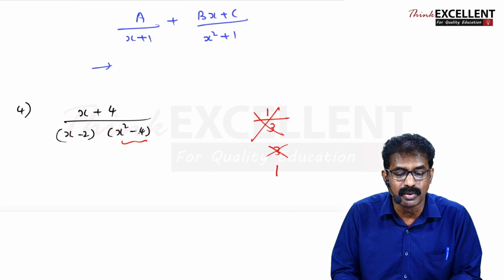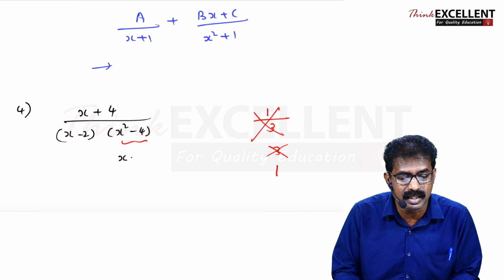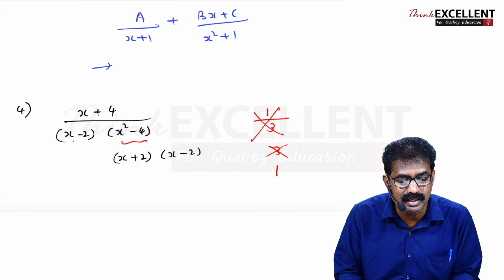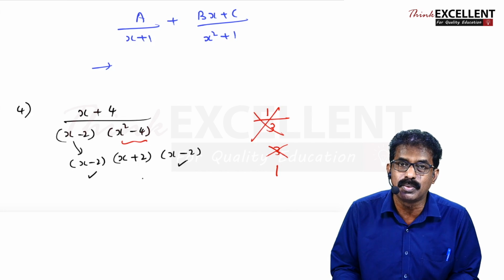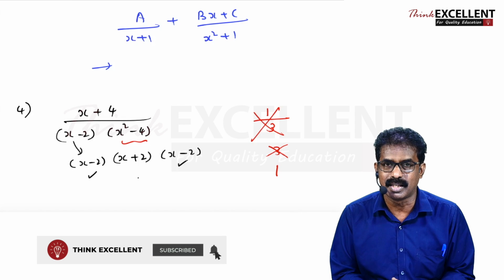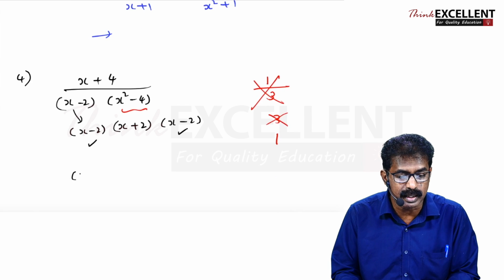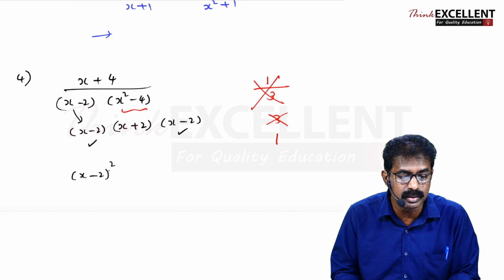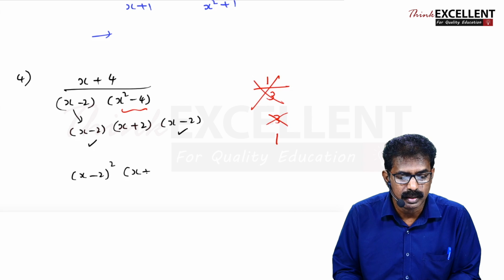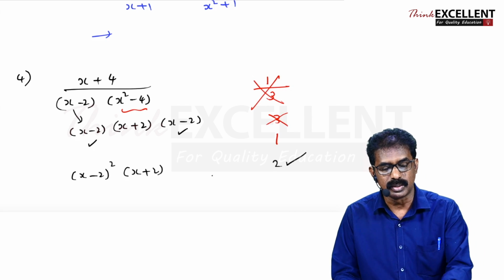X square minus 4. Can you factorize? Yes, 4 can be written as 2 square, right? So you can factorize it as x plus 2 into x minus 2. What is the first factor? X minus 2. Now see x minus 2 into x minus 2. What is that? X minus 2 the whole square. If it were different factors, what you thought would be correct, right? But here two factors are the same. So x minus 2 into x minus 2, you are getting x minus 2 the whole square into x plus 2. Now which type? This is of the second type, right? The whole square is there. So this is of the second type.